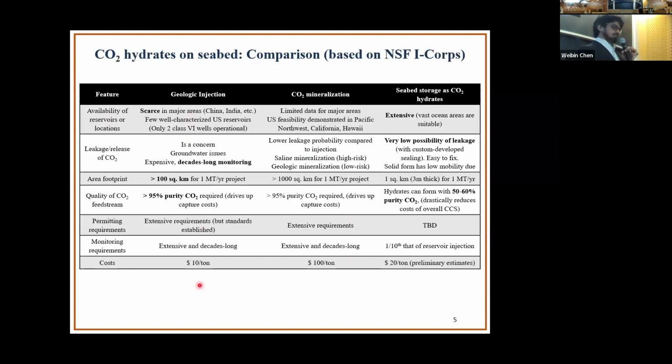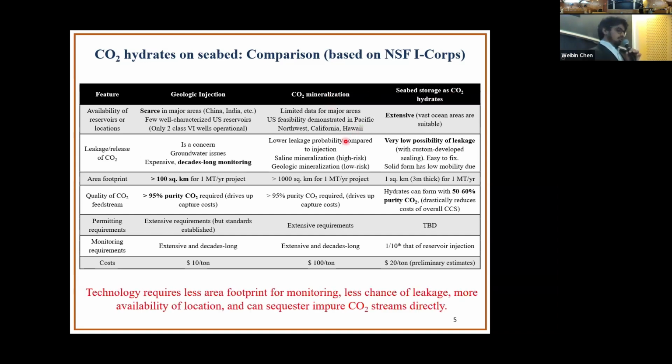To give a comparison of CO2 hydrates on seabed versus traditional sequestration methods, the more established ones being geological storage, CO2 mineralization is also an alternative. Overall, our technology requires less area footprint for monitoring. You could need more than 100 square kilometers for a geological storage project, but compact hydrate storage on the seabed, which we're calling hydrate farms, will only need a square kilometer or so.